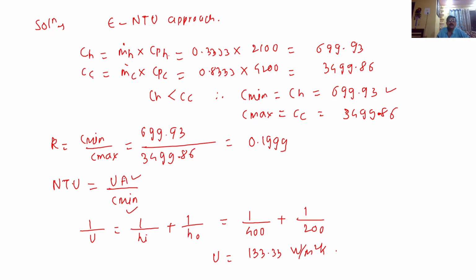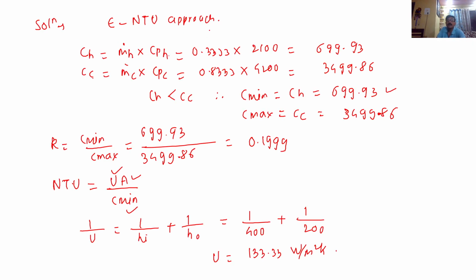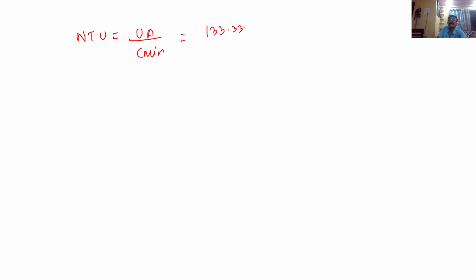Now I got U. So if I know all the things, I can calculate NTU, as NTU is equal to UA upon C minimum. So what is UA? U is 133.33. Area is given as 10.07. And C minimum is coming at 699.93. If I solve this, the answer of NTU is coming as 1.9182. Now if I know NTU and R, I can calculate epsilon by the effectiveness NTU formula.